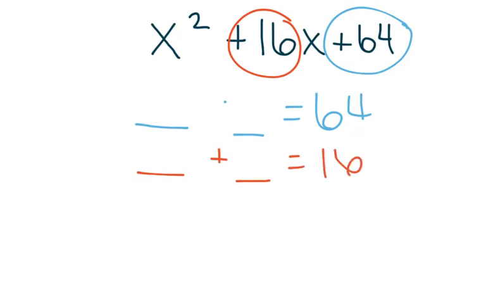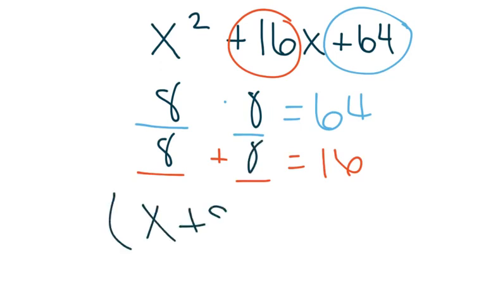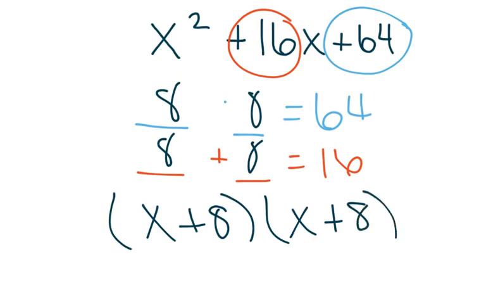Just kidding, I said the two numbers. It's 8 and 8. Okay, so my answer would be x plus 8 and x plus 8. That's why it's a perfect square trinomial, because it's the same square. So this is that case where you can write x plus 8 and then square it at the end.